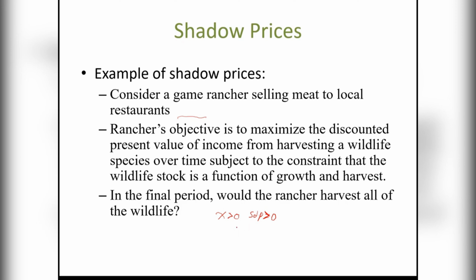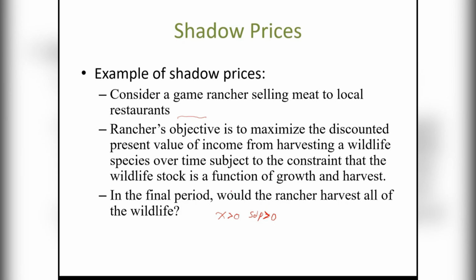However, if we find that the rancher is not taking all of the animals, so in other words, there are some animals left at the end of that final time period, what is that telling us? Well, it's telling us that the cost of harvesting an additional animal is greater than the revenue they're going to get from it. So in other words, the shadow price is going to be 0. That's what we mean when we discuss this whole deal about shadow prices.